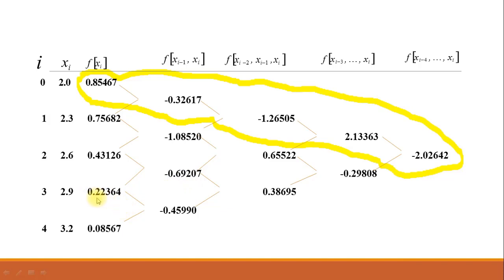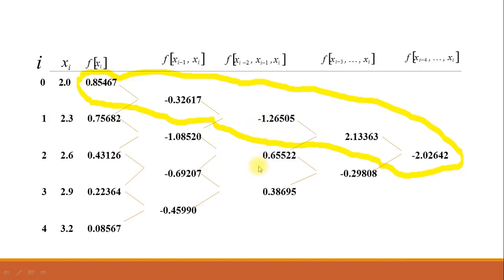Similarly, subtract 0.22364 from 0.08567 and then subtract 2.9 from 3.2 and then divide the difference of these two by the difference of these two, we get minus 0.45990. Now, how to construct the second order differences column?